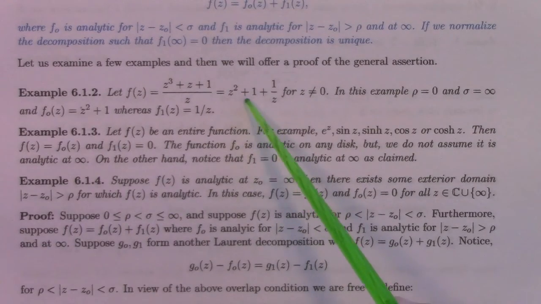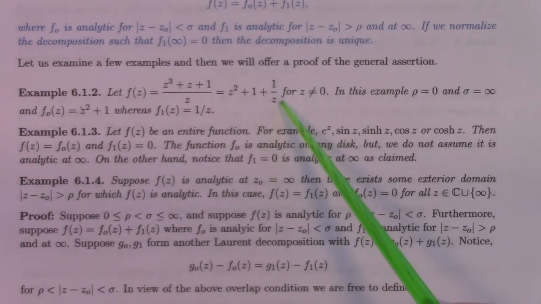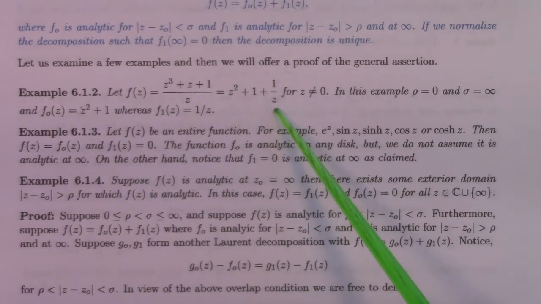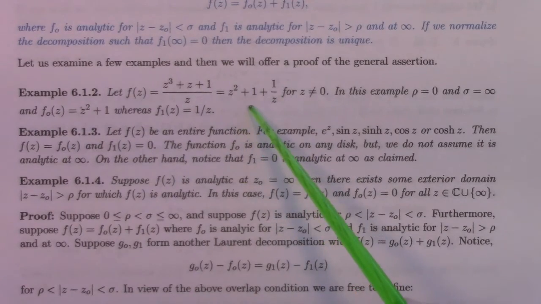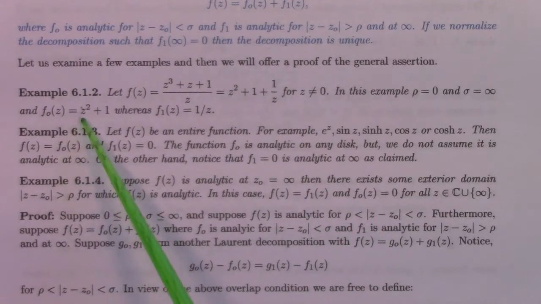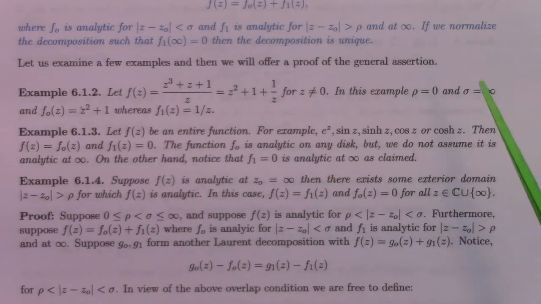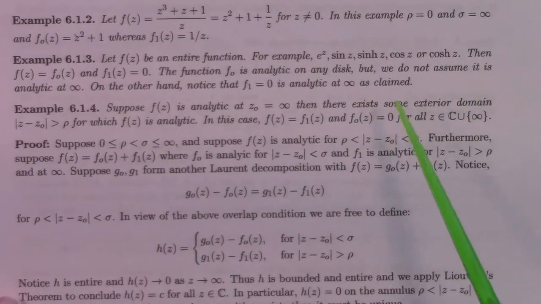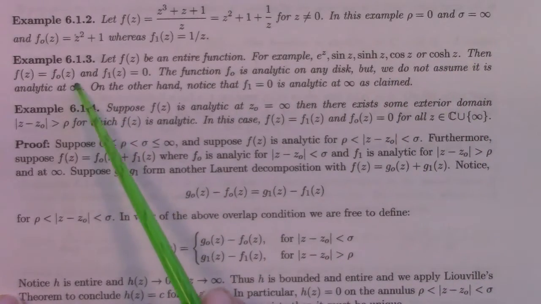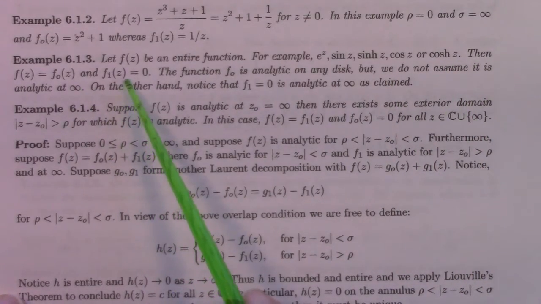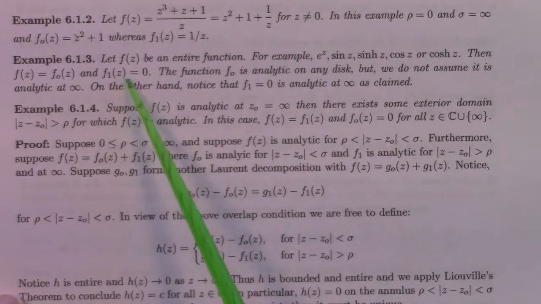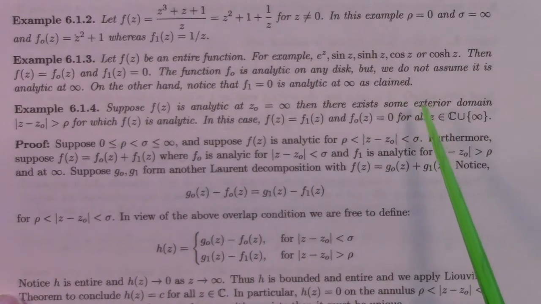Now, this z cubed plus z, of course, is analytic at 0, whereas 1 over z is not analytic at 0. On the other hand, z cubed plus z is not analytic at infinity, but 1 over z is. So again, interior analytic, exterior analytic. f naught is z cubed plus z, f1 is 1 over z. Great. These standard examples, exponential, sine, cosine, sinh, cosh, are all interior analytic. The whole thing is interior analytic. So the exterior piece is 0, so it's kind of a special case, right?